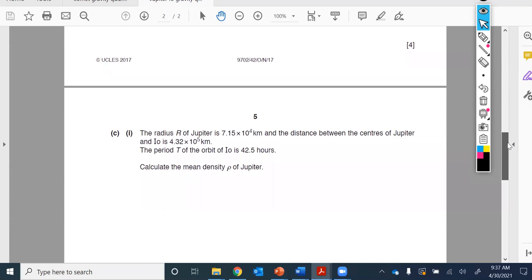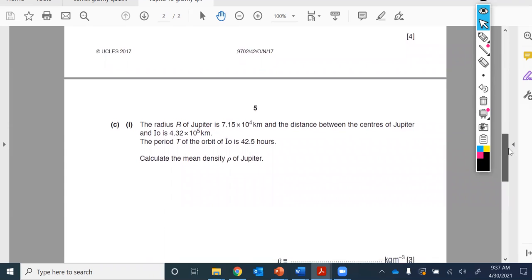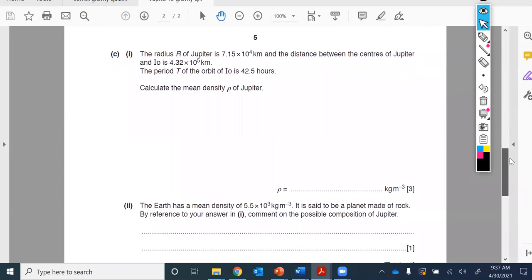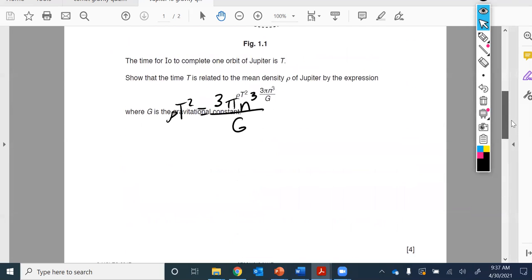Now, that's not easy, guys. That's pretty tough, right? We're doing some astrophysics here. And now we're going to calculate the mean density of Jupiter from all of that. So even if you couldn't show why that was true, you can trust that the test isn't going to lie to you. Rho t squared is equal to, what was it? 3 pi n cubed over G, if my memory serves me correctly from a moment ago.